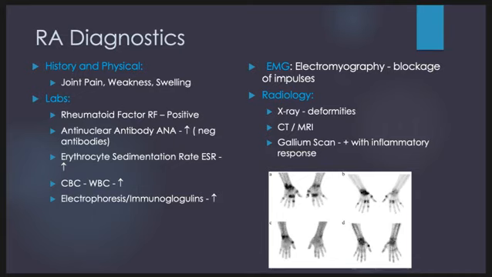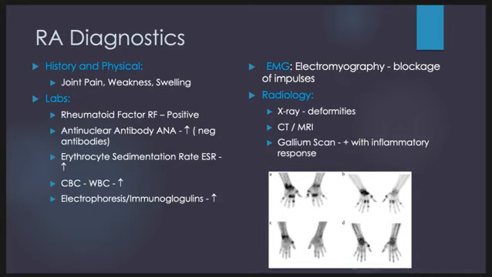ESR can also be done, and if increased, it basically tells us that the patient has had chronic inflammation, such as with the autoimmune disorders like rheumatoid arthritis. Electrophoresis or immunoglobulins are also going to be elevated if they do have these tests.